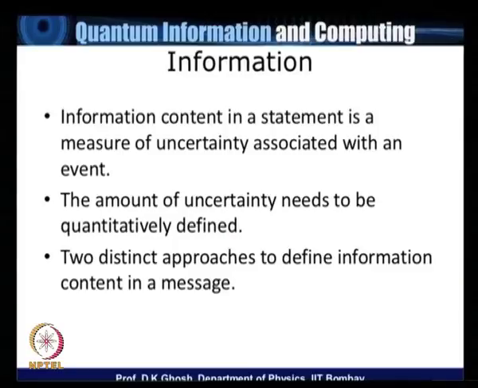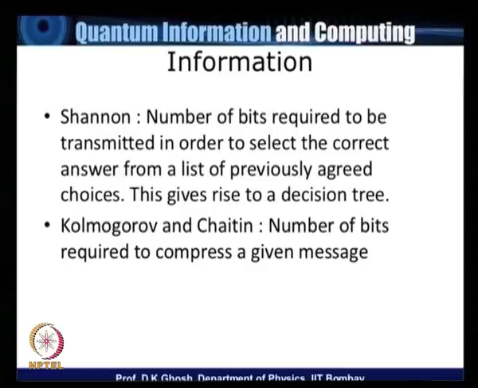Now, talking about this, the amount of uncertainty which we need to define quantitatively, there have been generally two approaches, and we would be actually taking one of them. The approach which is due to Shannon essentially tells you what is the number of bits that needs to be transmitted in order to select the correct answer from a list of previously agreed choices. In other words, what I do is I ask a set of questions, and this will give rise to, as I will show you in an example, what is known as a decision tree.